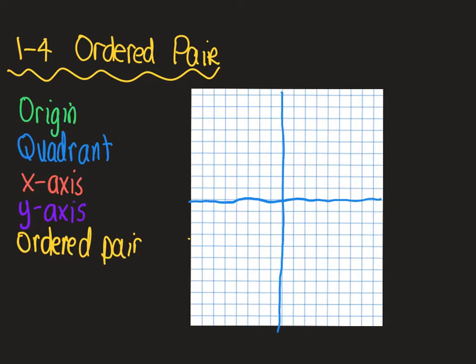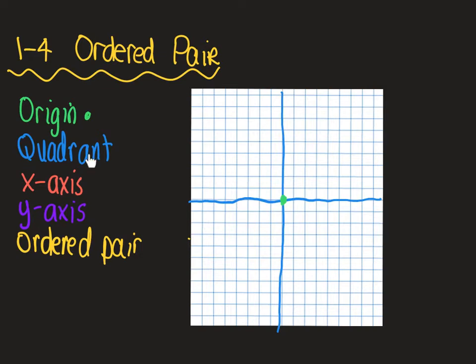All right, so our vocabulary words are origin, quadrant, x-axis, y-axis, and ordered pair. The origin is the space right here where the two blue lines are crisscrossing each other. That little space is the origin, so I'm going to draw it with a green dot. So the origin is in green. That's my green dot.